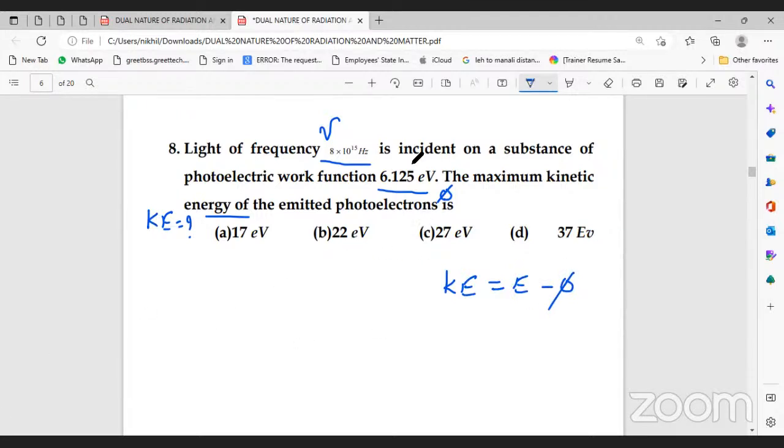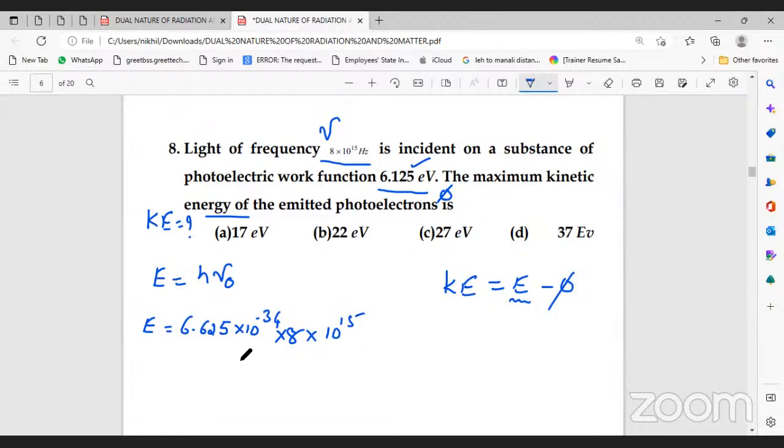Anyway, work function is given, but they have not given the energy. So you have to find the energy first to find the kinetic energy. So what is the energy formula? E is equal to h nu naught. What is h value? 6.625 into 10 power minus 34. What about nu naught? 8 into 10 power 15.